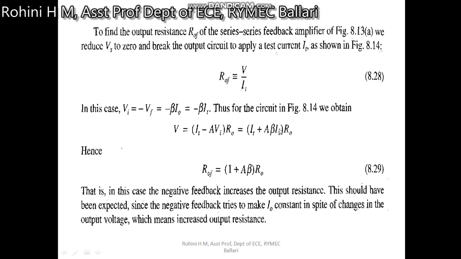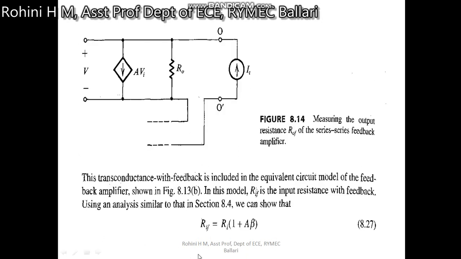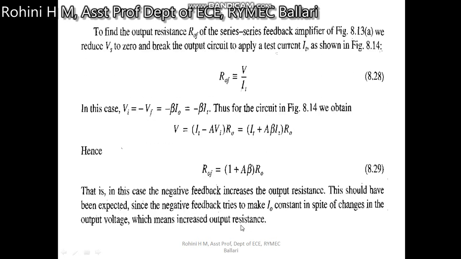ROF is, if we take this I term outside, what is remaining? 1 plus A beta. So 1 plus A beta into R naught. That is the basic impedance of the circuit, R naught or Z naught, multiplied by the amount of feedback factor, that is 1 plus A beta. Therefore output impedance is also increased since it is a series type of feedback amplifier. So input resistance is also increased, output resistance is also increased. So it is a series type of feedback amplifier.